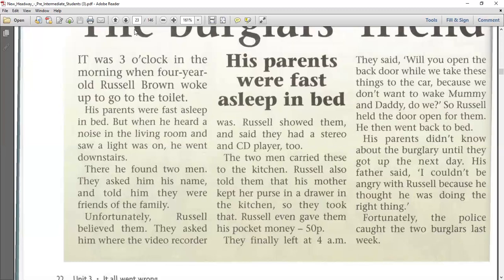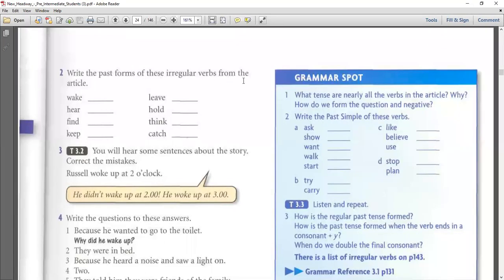Write the past forms of these irregular verbs from the article. Wake, walk, had. We will add d. Okay. Find, found, keep, kept, leave, left, hold, held, think, thought, catch, caught. Okay. So this was for this exercise.